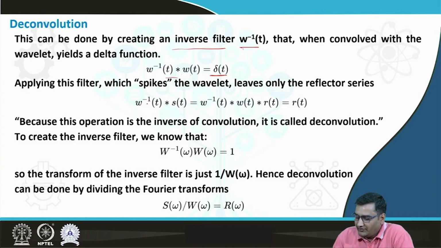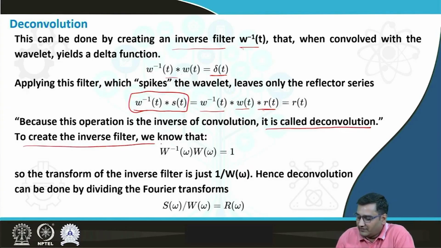So we multiply by W inverse(t) on both sides. Then W inverse(t), when convolved with W(t), leaves R(t), the reflecting series of the earth, and it will be equal to this expression. So we have to design the inverse filter W inverse(t). Because this operation is the inverse of convolution, it is called deconvolution.